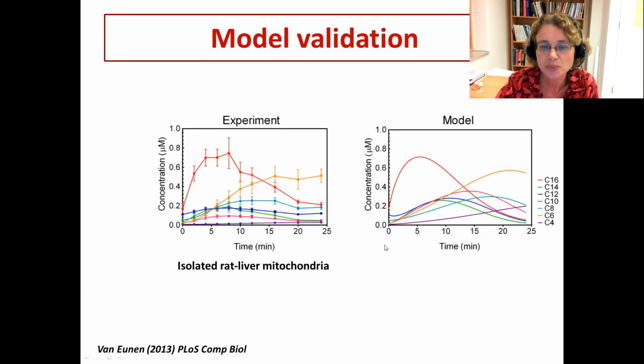And this was the experiment. She isolated mitochondria from rat liver, from where we had also most of our parameters. And this is what she saw without any fitting. This is really bottom up. So she saw the C16 coming up and going down, really at the same concentration scale, same time scale. And she also saw the C6 really going higher than the others, and then many of them going up and down at much lower concentrations. So this was pretty reassuring.